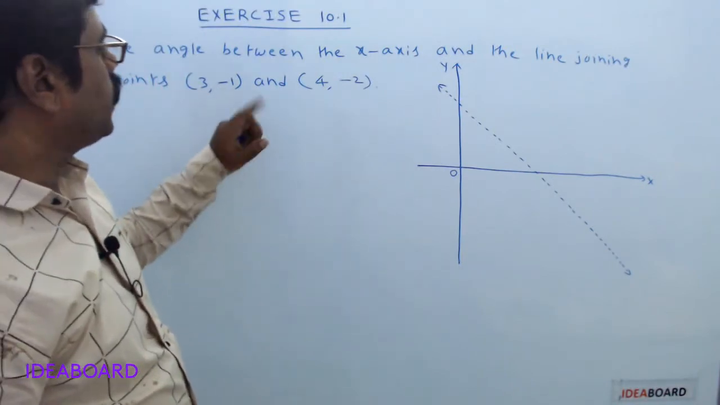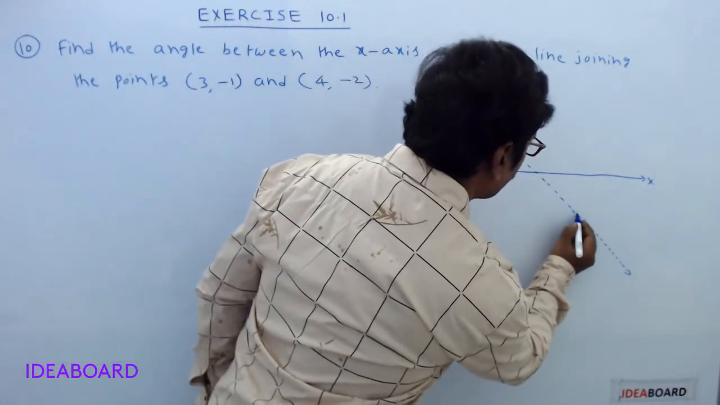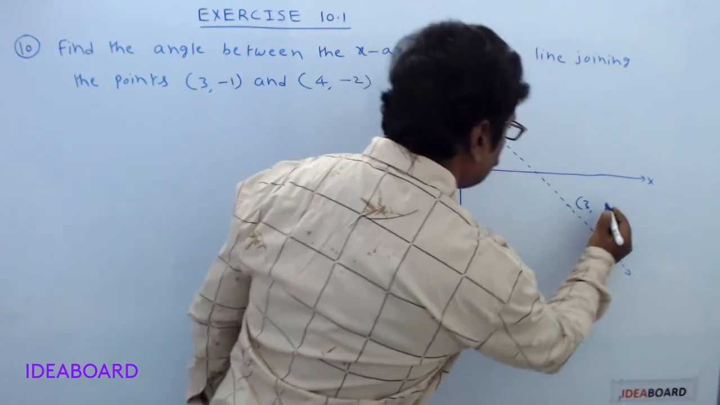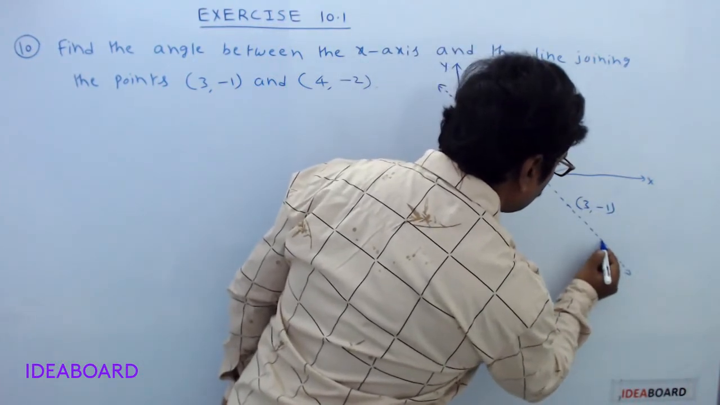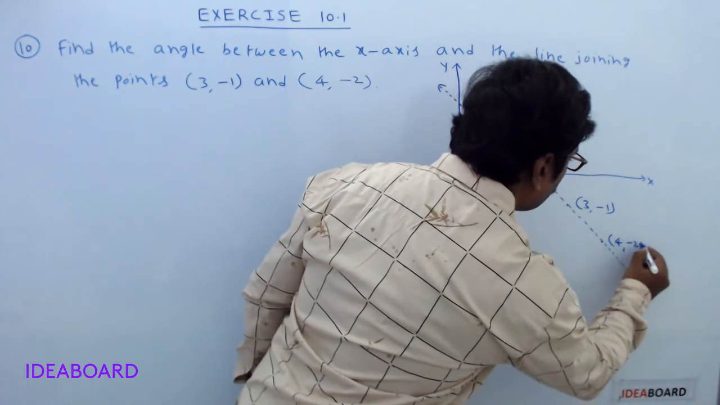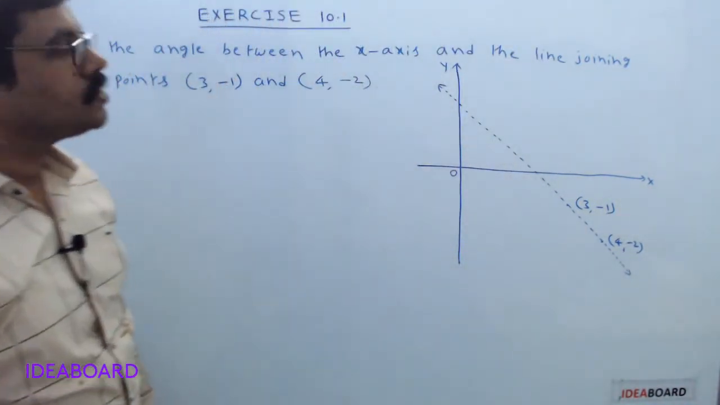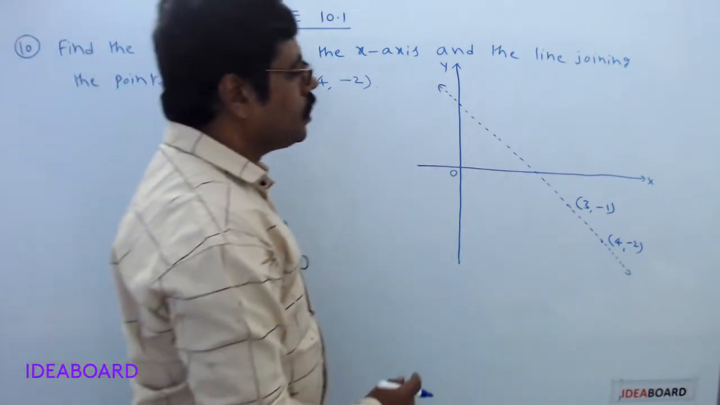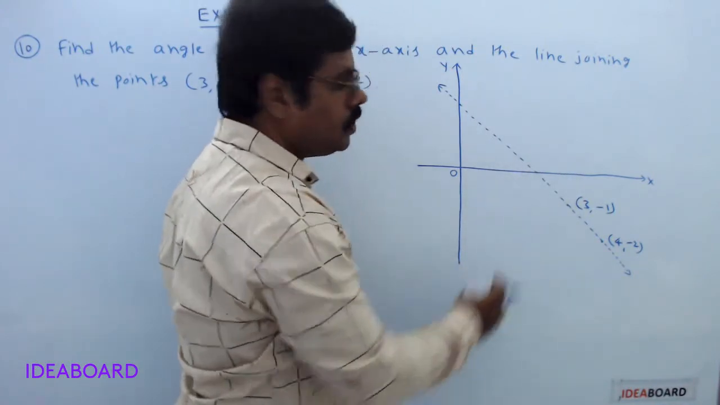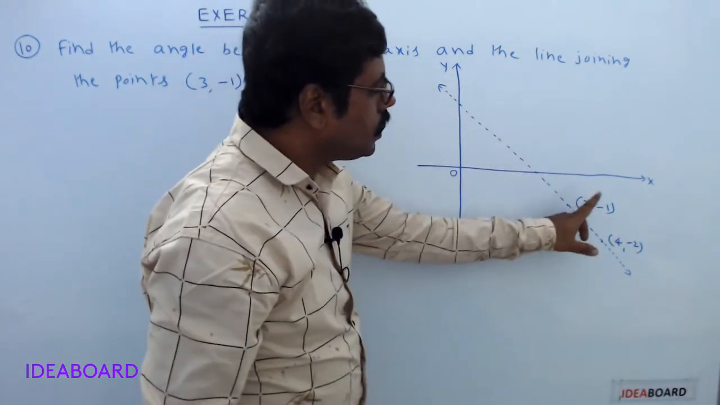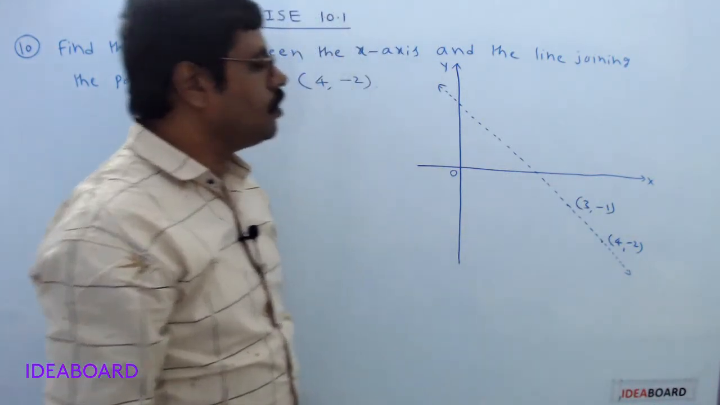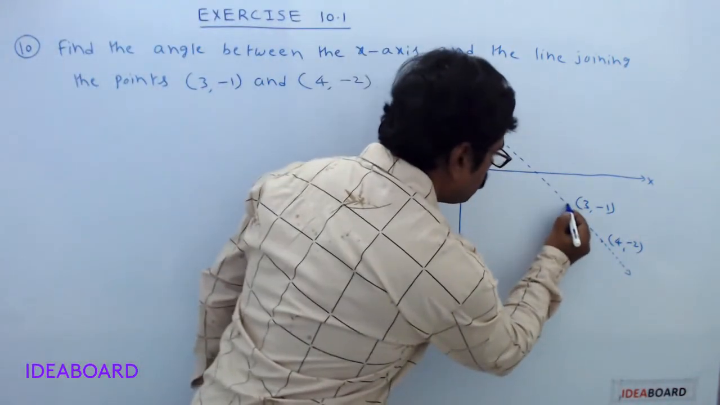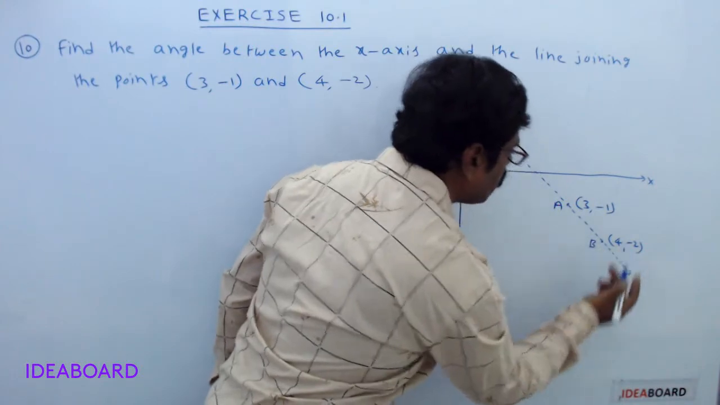Now what are the given points? 3, minus 1, 4, minus 2. Suppose this is the point 3, minus 1. This is the point 4, minus 2. Now what is the given problem? Find the angle between x-axis and the line passing through the points 3, minus 1 and 4, minus 2. First denote the given 2 points with A and B. Suppose this is the point A, this is the point B.